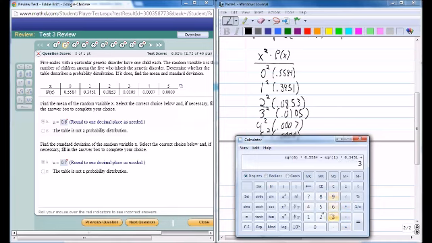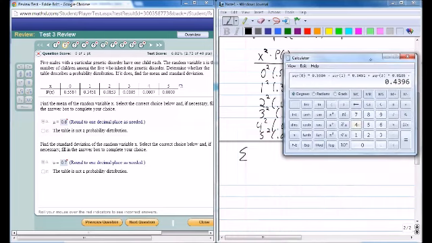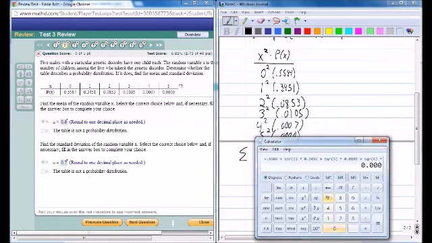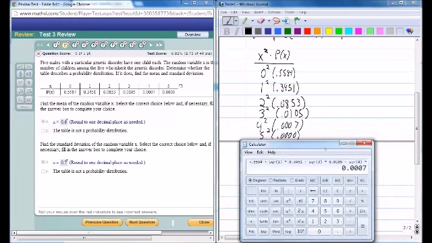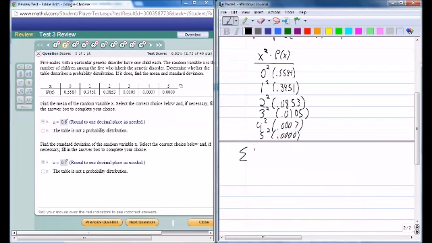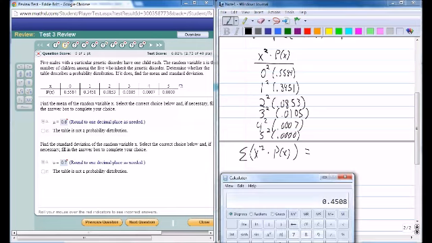plus 3 squared times 0.0105 plus 4 squared times 0.0007 plus 5 squared times 0.0000. Alright, and so that's going to give us, when we add all those up, the sum of all of those. So the sum of x squared times p of x is going to be equal to the point.